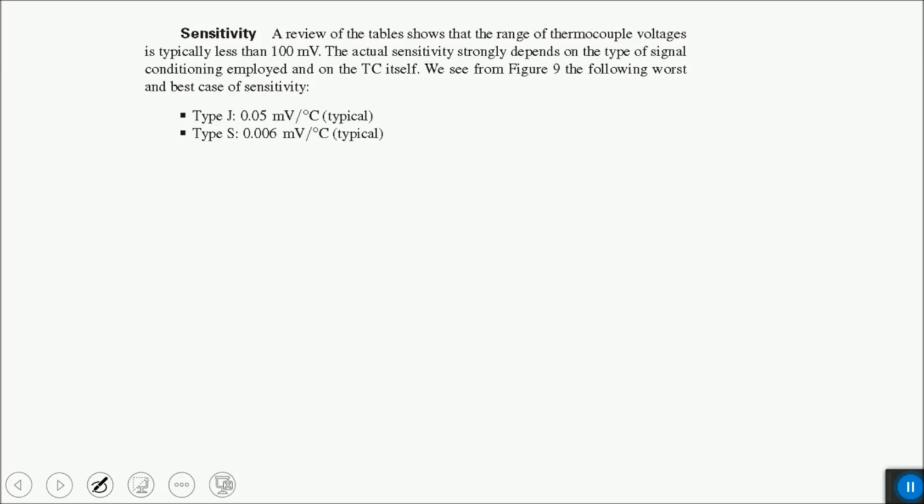The table shows that the range of thermocouple voltages is typically less than 100 millivolts. So your sensitivity for type J is 0.05 millivolts per degree centigrade, and for type S it is 0.006 millivolts per degree centigrade. That is typical. So the worst parameter for these sensors is actually their sensitivity. And I'm saying that it is worst because it is a very small value of voltage, and that is very prone to be corrupted by electromagnetic interference and noise signals.